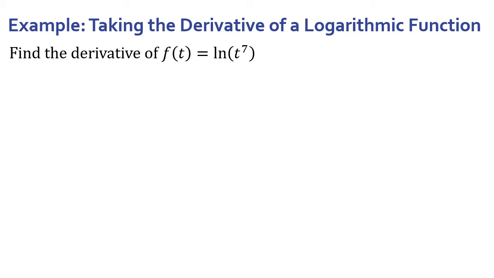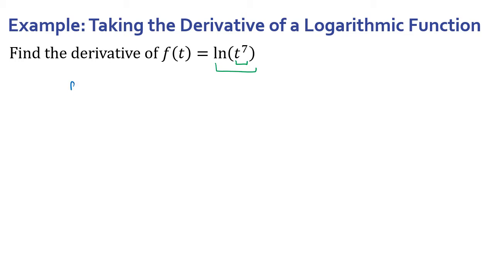So let's find the derivative of f of t equals the natural log of t to the 7th power. We're going to do this in two ways. First way is I can look at this and say, okay, I'm going to have to use the chain rule. I have an inside function that I can evaluate, and now I know how to evaluate the logarithmic function. So let's use the chain rule to do this.